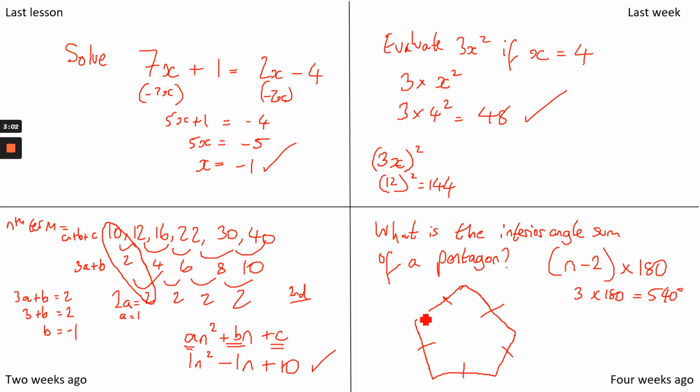The other way of doing it, well, if we pick a point here and we join it up with all of the other vertices, then you can see that you've got 3 triangles. That's where the formula comes from. If you've got 5 sides, that's going to give you 3 triangles, which is why it's 3 times 180. There's obviously 180 degrees in a triangle.